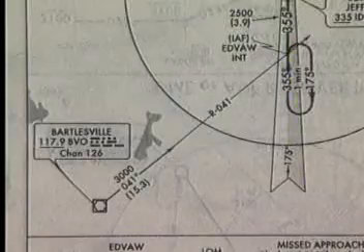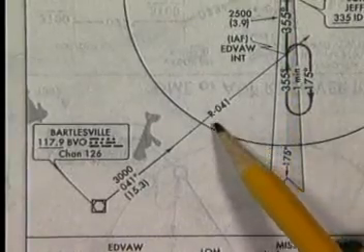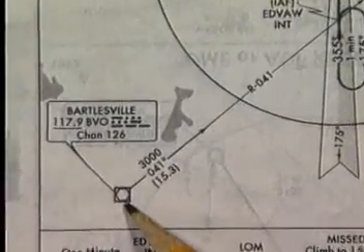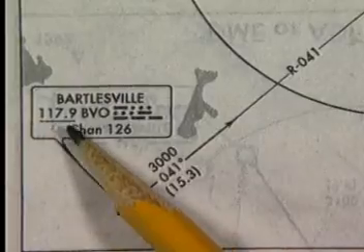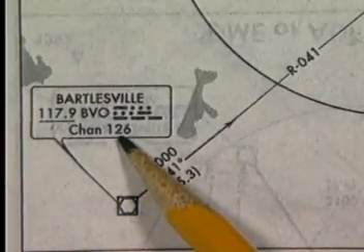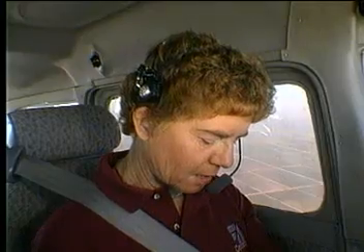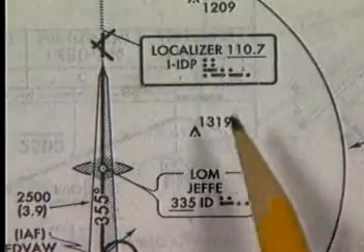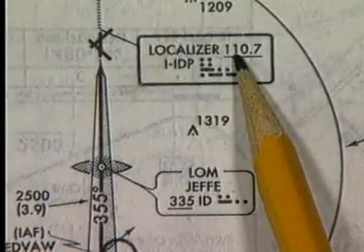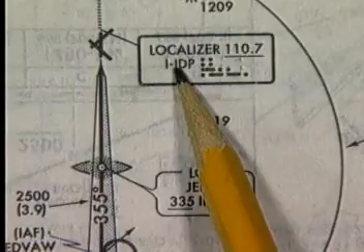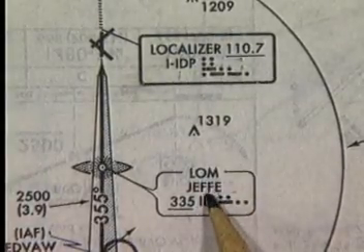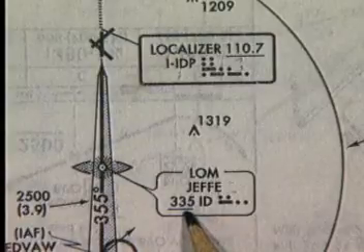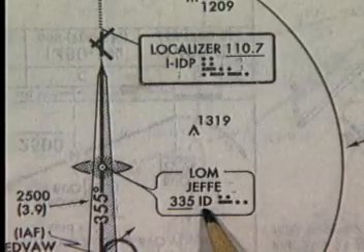Next, I'll remind myself of the navigation frequencies. This 041 radial is off of Bartlesville VORTAC. The frequency of Bartlesville is 117.9. The military channel number tells me that Bartlesville has DME. The localizer frequency is 110.7, and its identifier is IDP. The locator outer marker is Jeffy. The frequency of it is 335, and its identifier is ID.